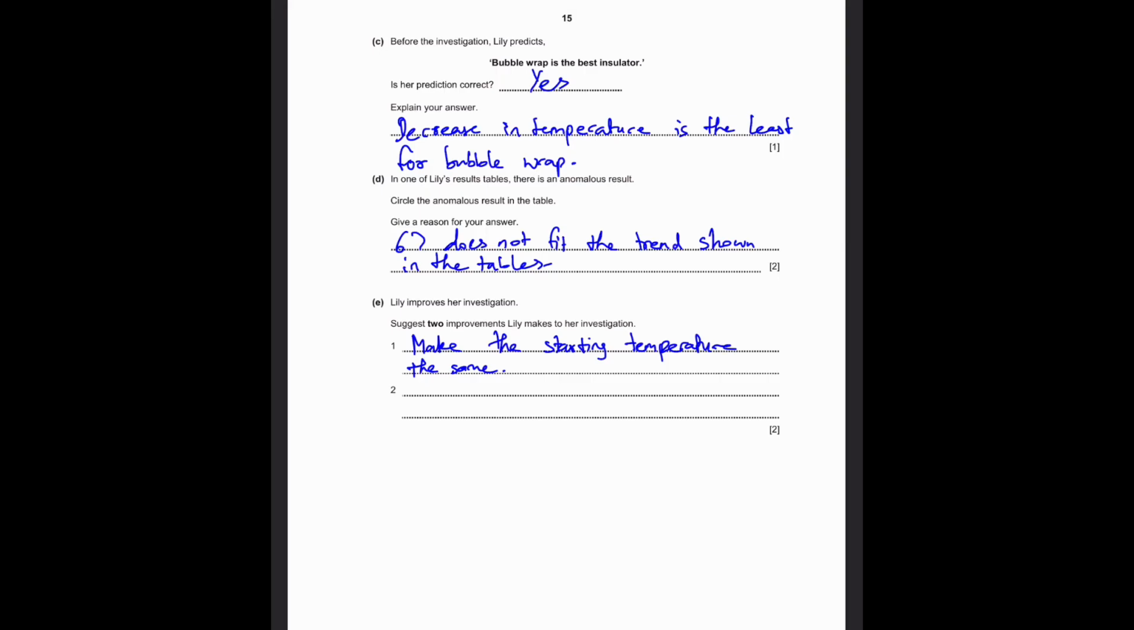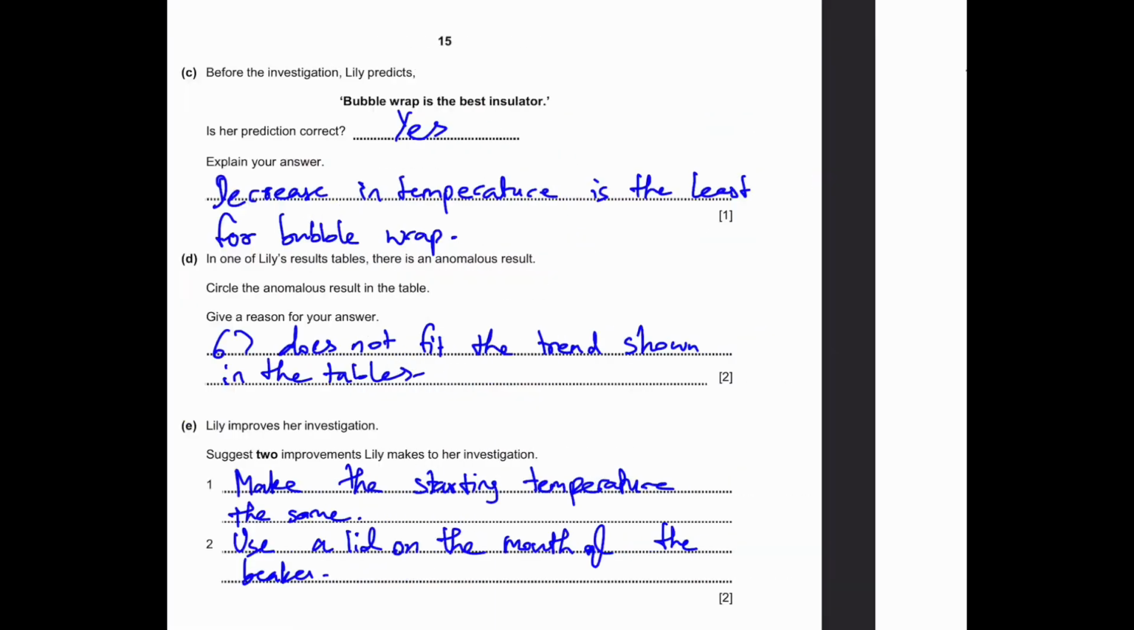So using a lid is another improvement which is possible. Use a lid on the mouth of the beaker. That's the answer. Let's go to question 12.